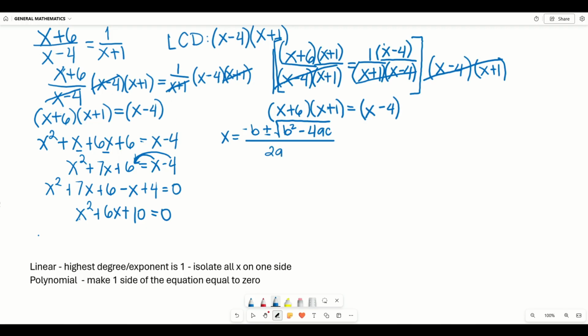So identify lang natin si A, B, C. A is 1, B is 6, and C is 10. So we'll get negative 6 plus and minus the square root of 6 squared is 36 minus 4. Ay, wala tong sagot. Minus 4 times C is 10 all over 2A, or 2 times 1.